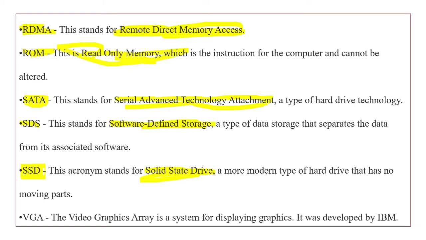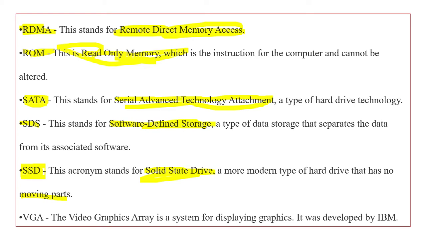Now when we bring in the SSD type of hard disk, the speed remains much higher than that of an HDD. It is a more modern type of hard drive that has no moving parts. Moving parts means what HDDs have: a small disk inside that rotates. Okay.